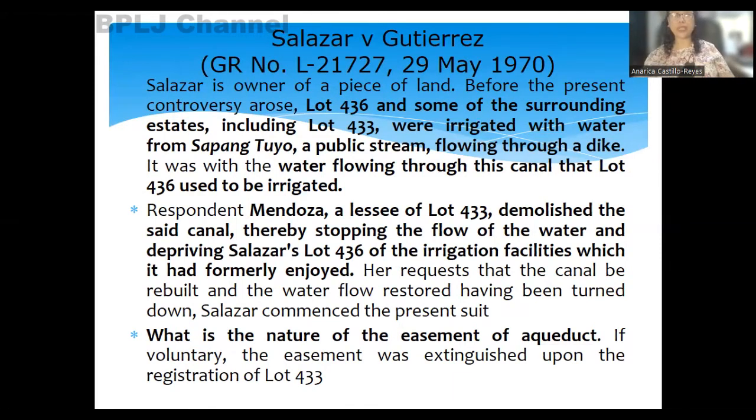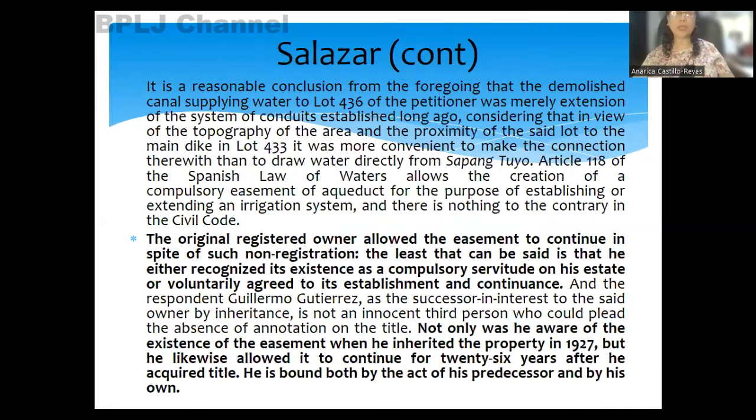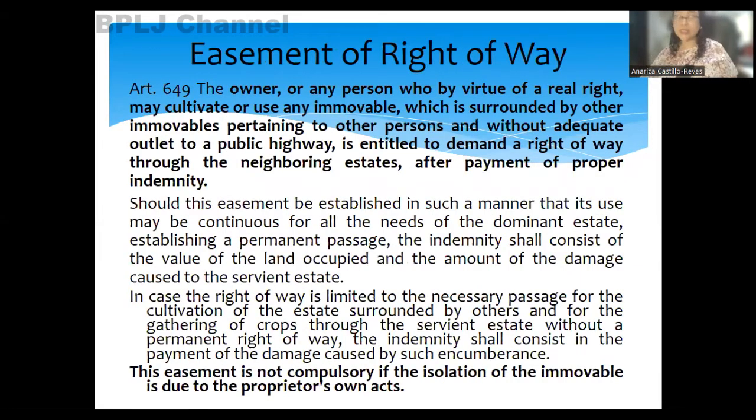Now, what is the nature of the easement of aqueduct? If voluntary, the easement was extinguished upon the registration of Lot 433. So, in this case, the original registered owner allowed the easement to continue in spite of such non-registration. The least that it can be said is that he either recognized its existence as a compulsory servitude on his estate or voluntarily agreed to its establishment and continuance. Not only was he aware of the existence of the easement when he inherited the property, but he likewise allowed it to continue for 26 years after he acquired title. He is bound by the act of his predecessor as well as his own.